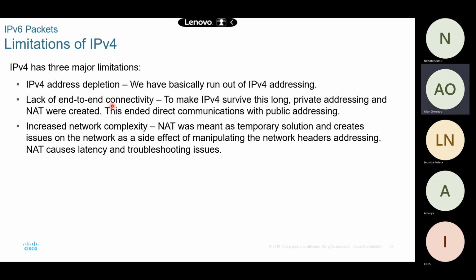IPv4 lacks what is called end-to-end connectivity. How so? Because we have exhausted all the available public IPv4 addresses, currently every network uses what is called private addressing combined with what is called network address translation. And this makes sure that when you're in one network, you can never ping a private IP in another network.